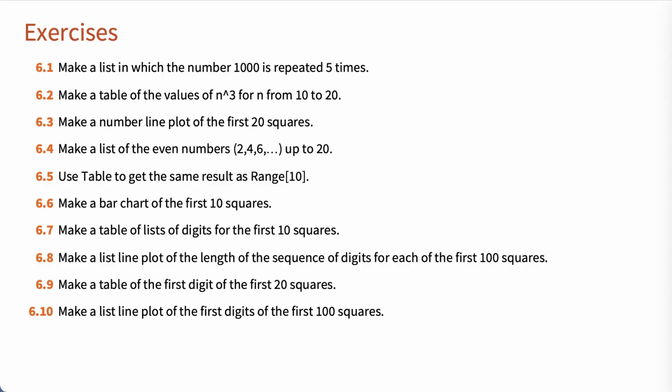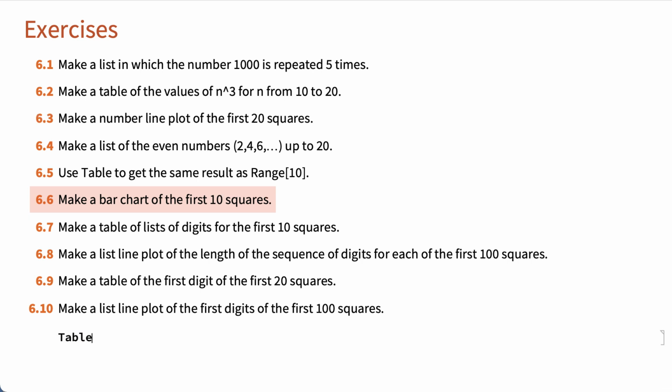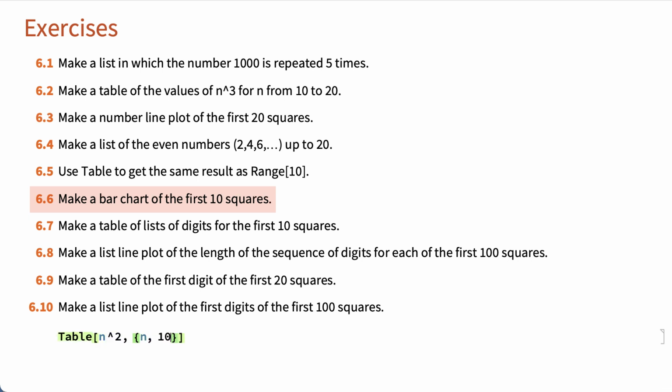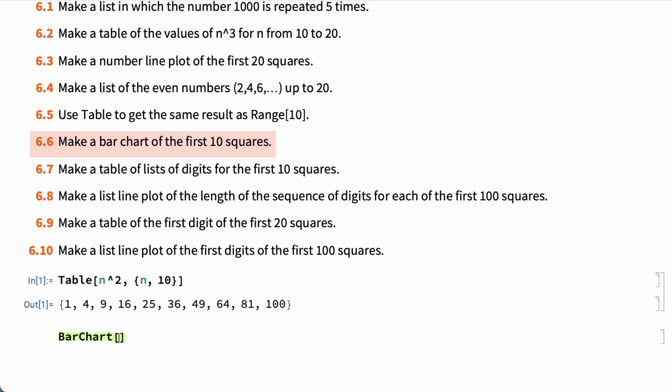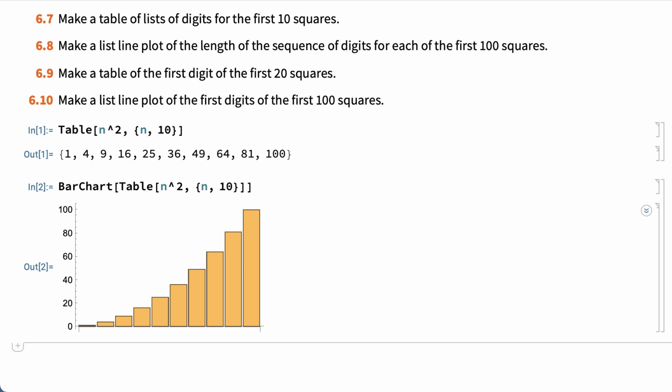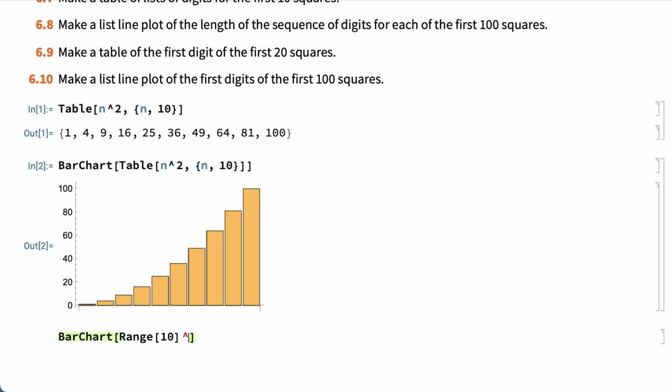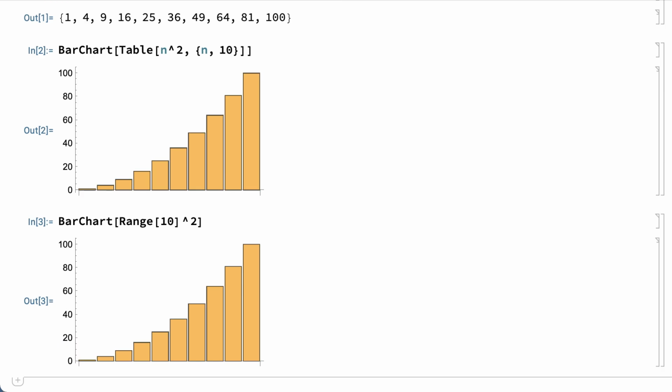Here are the exercises from the end of this section. Many of these exercises involve a review of vocabulary from previous sections. For example, exercise 6.6, make a bar chart of the first 10 squares, involves making bar charts, which was a topic from section 4. A table of the first 10 squares can be generated using table of n squared for n going up to 10. To make a bar chart, just enclose that input in the bar chart function. As shown in the examples, the same list of squares and the same bar chart can also be generated using range rather than table.